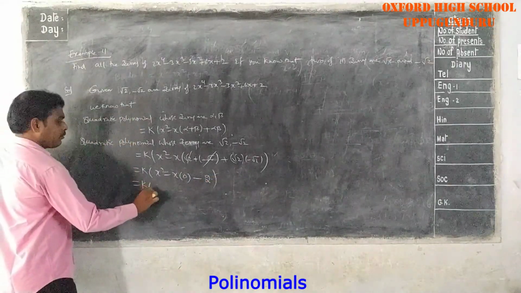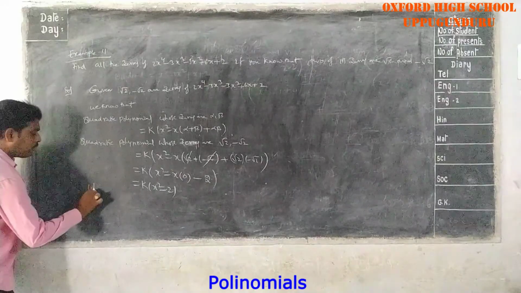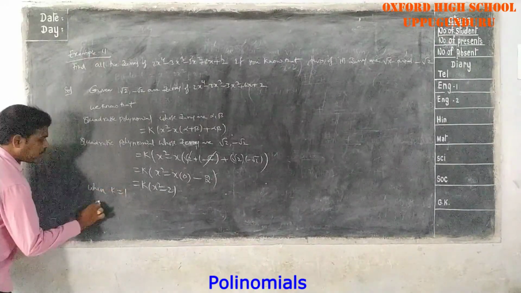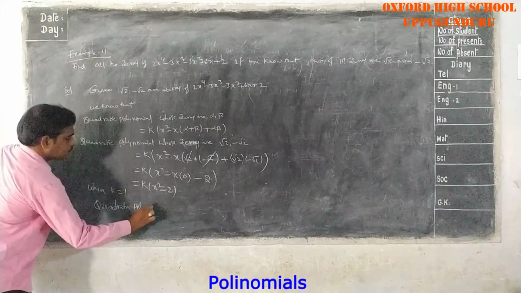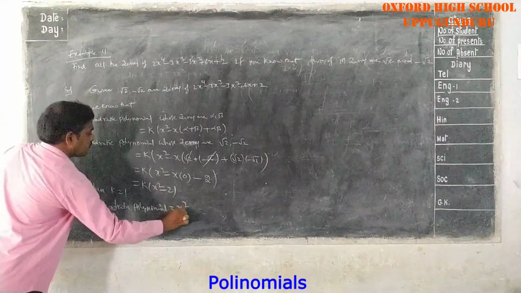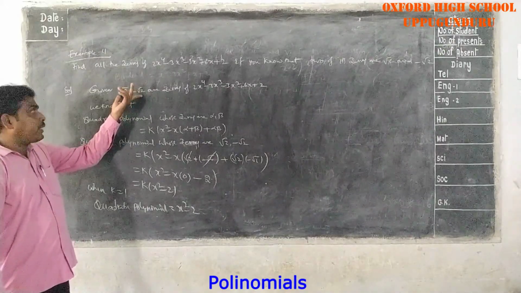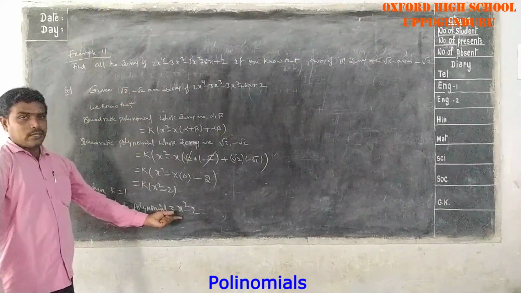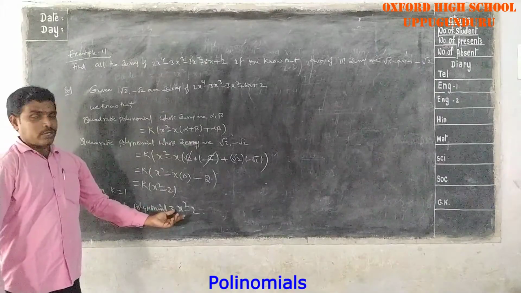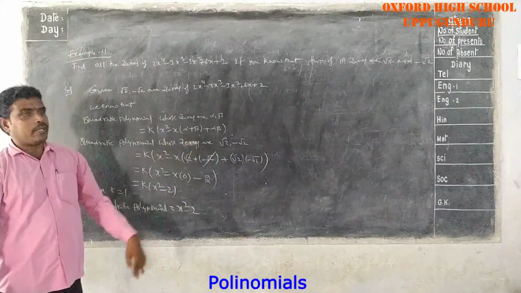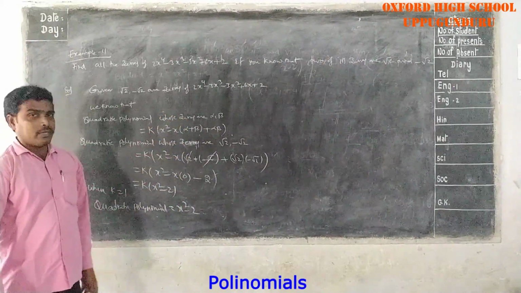Now you will get k of x square, this value is 0, minus 2. So when k equals 1, the quadratic polynomial equals x square minus 2. Now based on these 2 zeros, we are getting a quadratic polynomial having these 2 zeros as x square minus 2. Now when you divide this degree 4 polynomial with this quadratic polynomial, you will get another quadratic polynomial. When you factorize that quadratic polynomial, you will get the remaining 2 zeros.